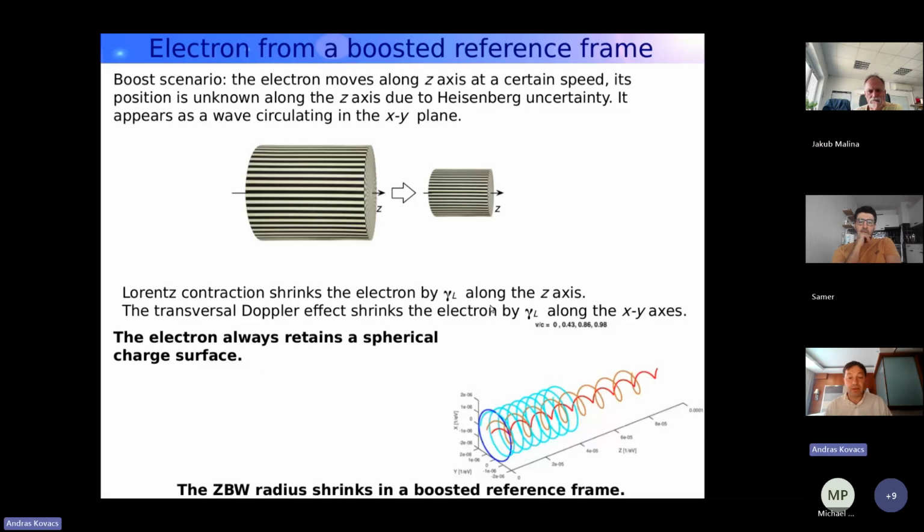So, but now from our point of view, the main point is to remember that Lorentz boost shrinks the electron by this gamma L factor. The reason why I mentioned that this is an example of the induction is because you have an induction in the wave, and you have the Doppler effect appearing in the electromagnetic wave.